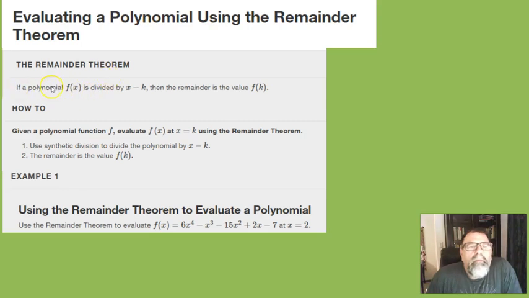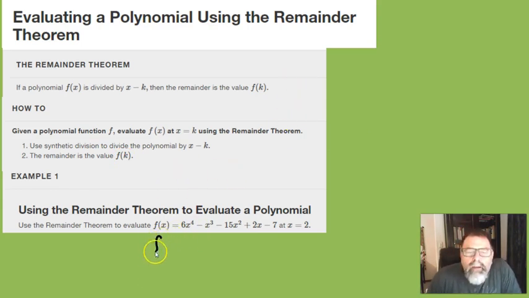The Remainder Theorem: if a polynomial f of x is divided by x minus k, then the remainder is the value f of k. So, given a polynomial function f, evaluate f of x at x equals k using the Remainder Theorem. Your first step is to use synthetic division, divide the polynomial by x minus k, and the remainder of that will be the value f of k. So this is an alternate way to evaluate polynomials using the Remainder Theorem.